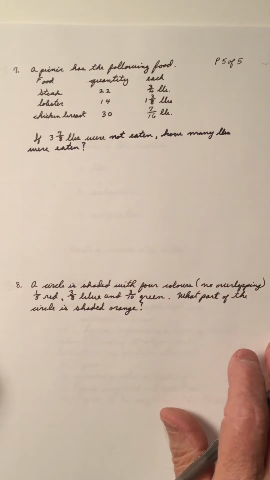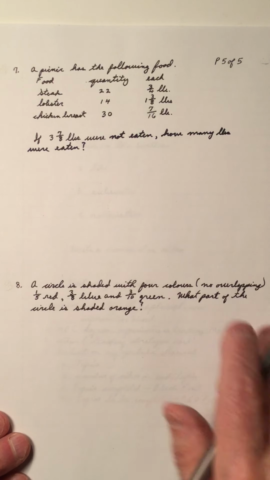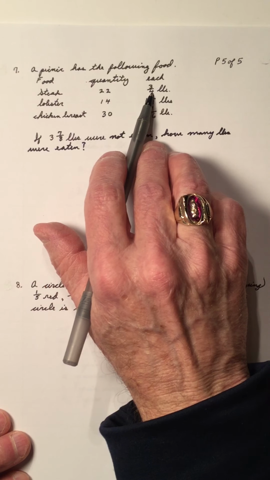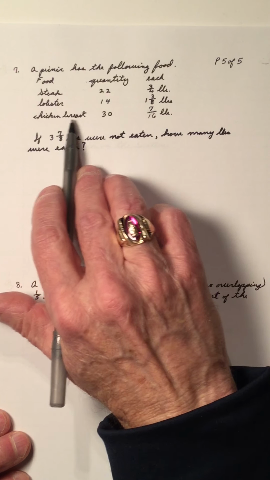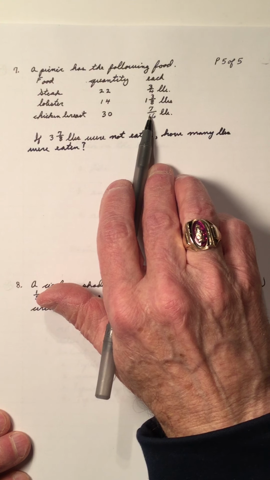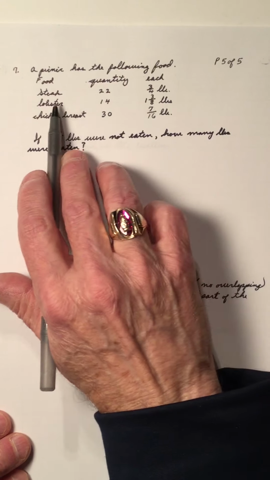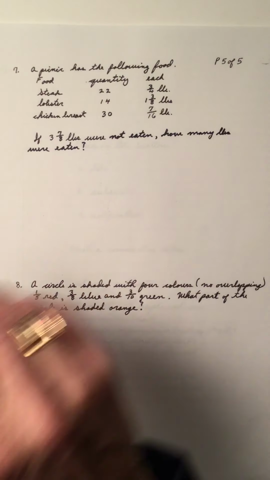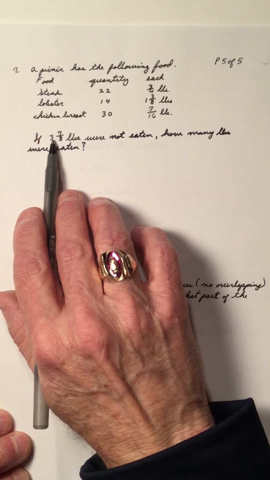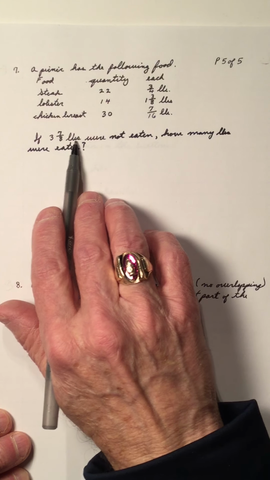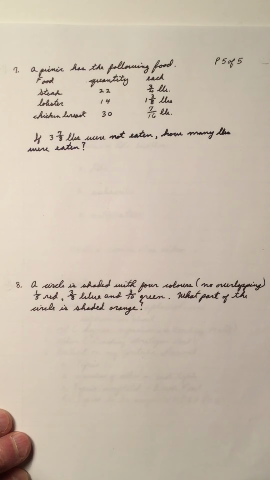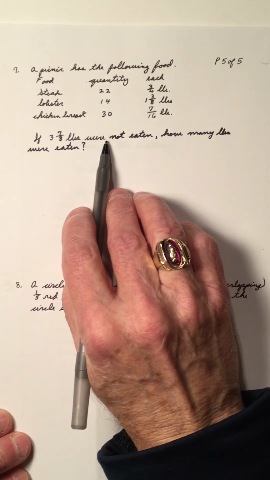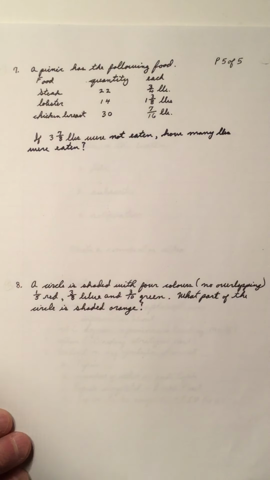Number 7. A picnic has the following food. Steaks, 22 of them, and this is the weight. Lobsters, 14, there's the weight. Chicken breast, 30 of them, and there's the weight. If you have all this food, it says, if 3 7/8 pounds were not eaten, how many pounds were eaten? So we've got to find the total and subtract what was not eaten. We'll find out what was eaten.